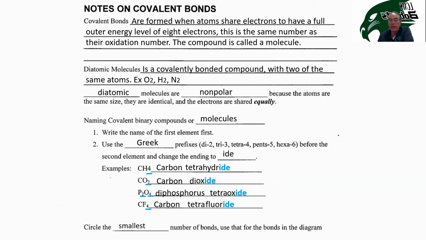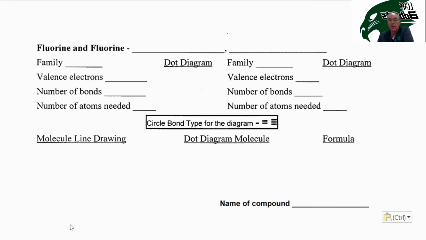Okay. And then we're going to look at naming some elements and coming up with their structural diagrams. So if we bond a fluorine to a fluorine, we know that that is diatomic because it's going to be 2 fluorines bonded together. If it's diatomic, we know that it's going to be non-polar.